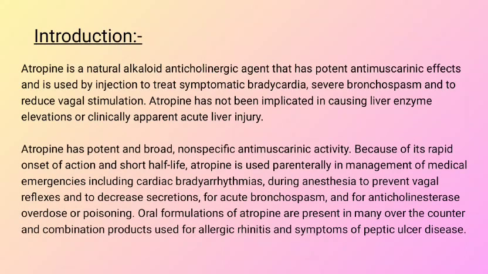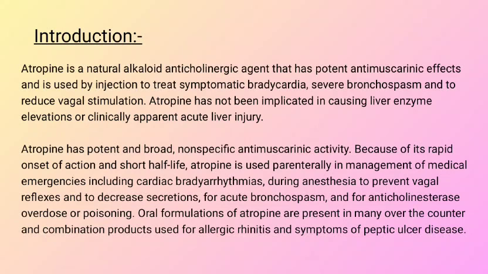Atropine is a natural alkaloid anticholinergic agent that has potent antimuscarinic effect and is used by injection to treat symptomatic bradycardia, severe bronchospasm and to reduce vagal stimulations. Atropine has not been implicated in causing liver enzyme elevations or clinically apparent acute liver injury. Atropine has potent and broad non-specific antimuscarinic activity.